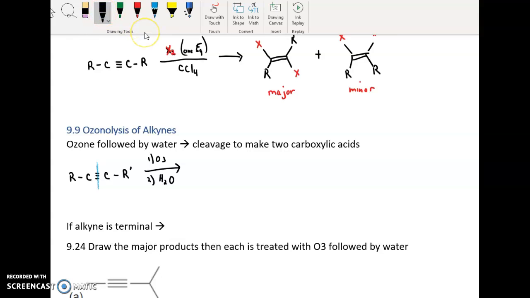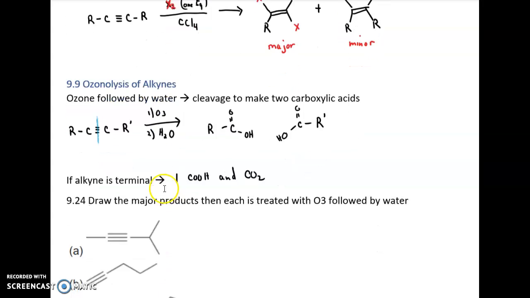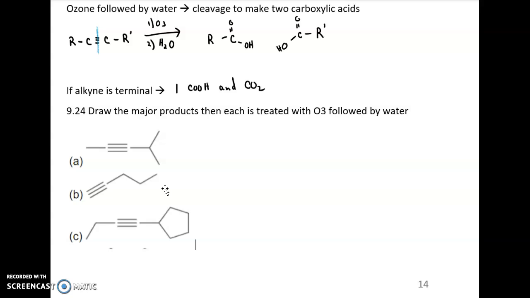So the first carboxylic acid will be R, carbon. The second carboxylic acid will be, and have the second R group on it. If the alkyne is terminal, then you get one carboxylic acid and carbon dioxide. So let's draw the major products when each one is treated with ozone followed by water.